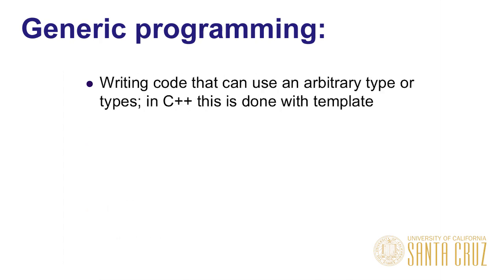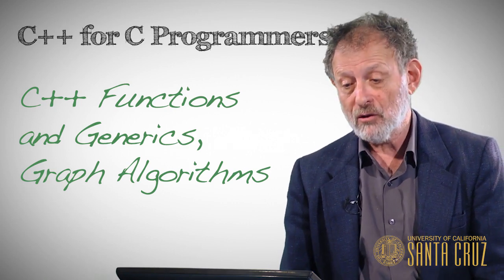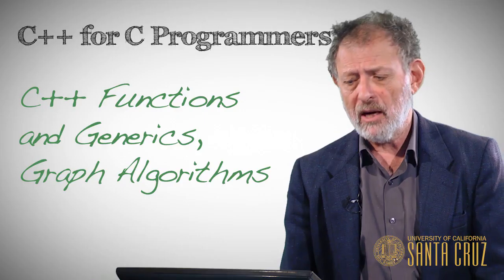Writing code that can use an arbitrary type or types in C++ is done with a template. And we saw it in the one argument situation. So here again is how you would do that for the generic sum of an array. That was what we were asking you to do as a little quiz assignment. And typically, when we're summing something like an array, we want the summing variable to start at 0. But we will also see that we might want to generalize that.